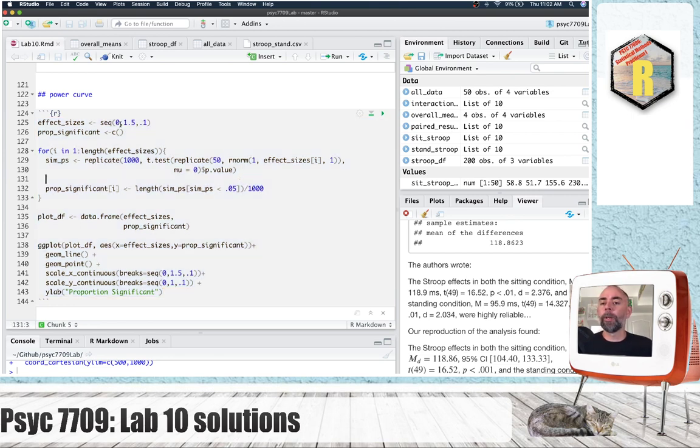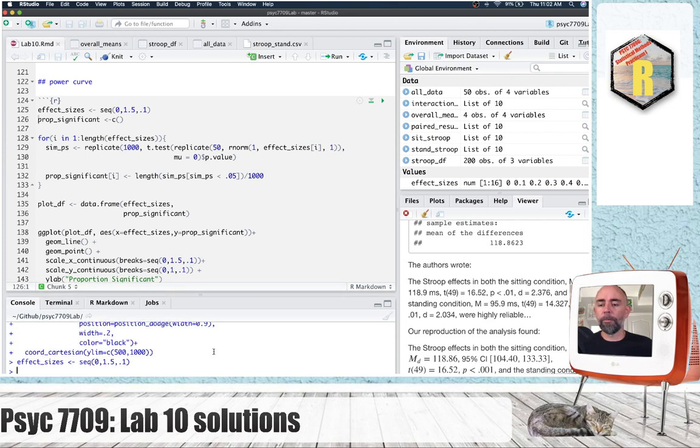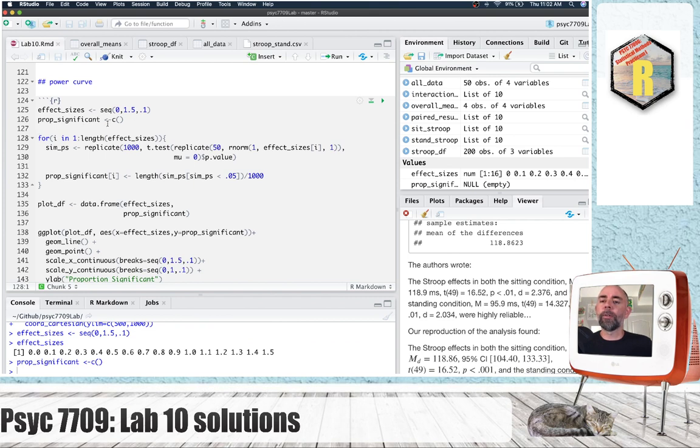But here what we're going to do is generate a variable called effect sizes. And this variable will go from 0 to 1.5 in steps of 0.1, indicating a variety of different effect sizes that could occur in this design. We're going to create a variable prop_significant. This is going to save the proportion of simulated experiments that are found to be significant at the 0.05 level if the true effect size is any one of these different values. So the goal here is to run a simulation for each effect size. The simulation will involve 1,000 experiments.